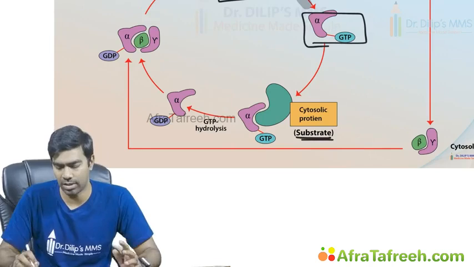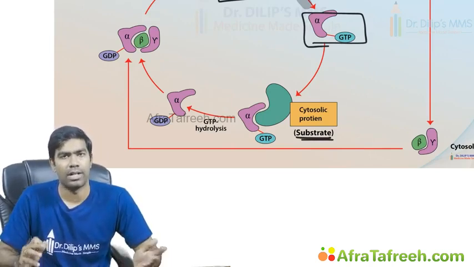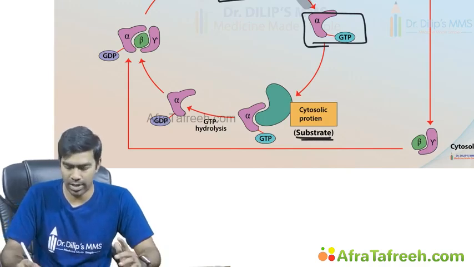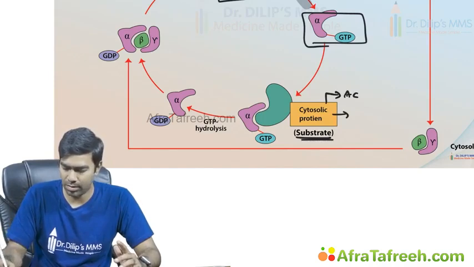The substrate can be anything, but usually depending on the type of G protein coupled receptor, you have three types: GQ, GI and GS. Depending on the type, it could be either adenylate cyclase or phospholipase C, PLC.